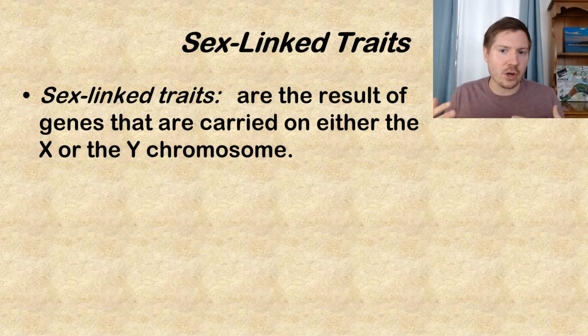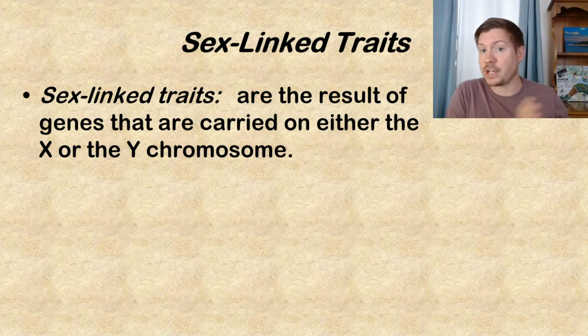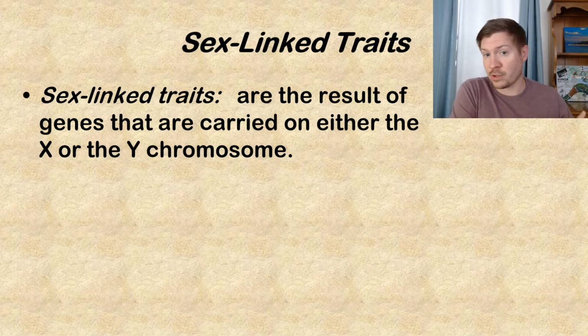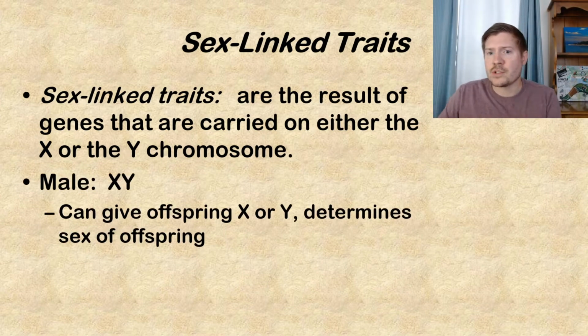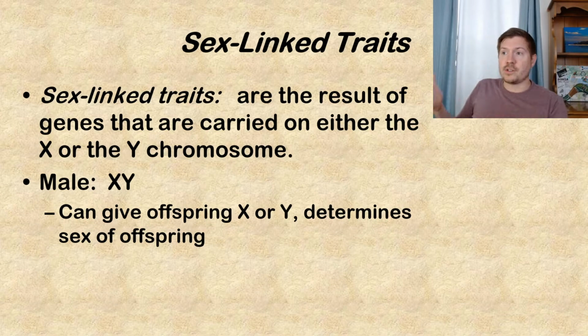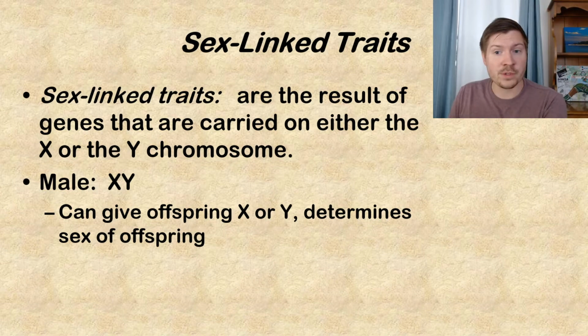And so that causes a bit of a different inheritance pattern than traits that are carried on all the other chromosomes. All of those chromosomes, people generally have two copies of, but sex chromosomes are slightly different. So males have an X and Y chromosome, okay? And we're talking about humans here. It works a bit different in different species. And so the male will give either the X chromosome or the Y chromosome to the offspring, and that determines the sex of the offspring.